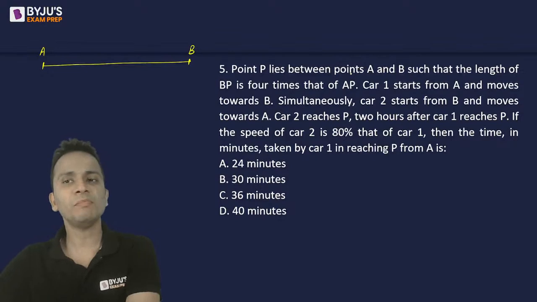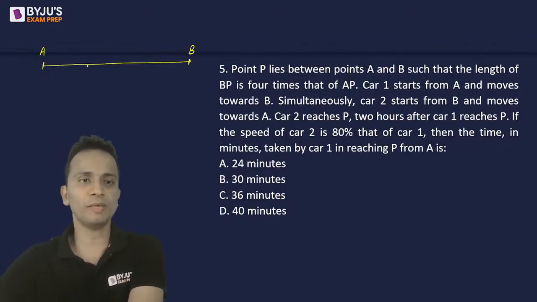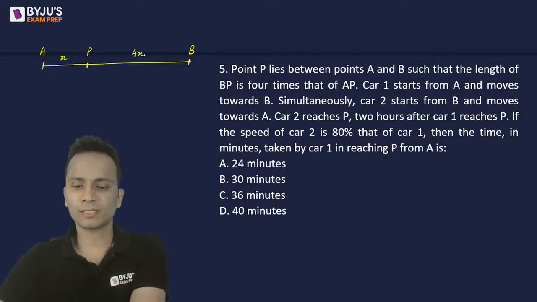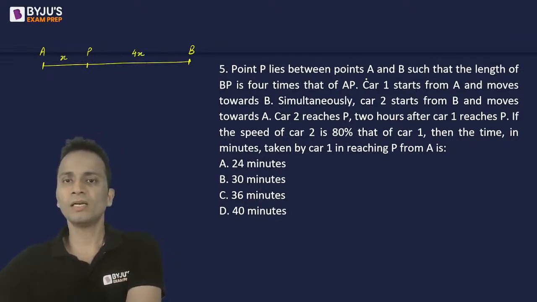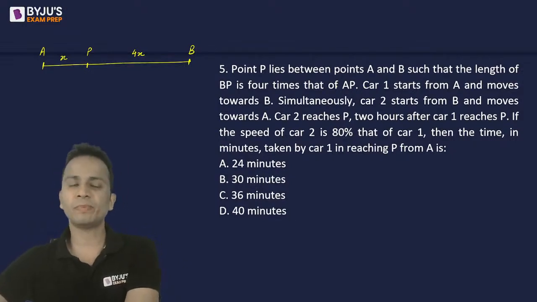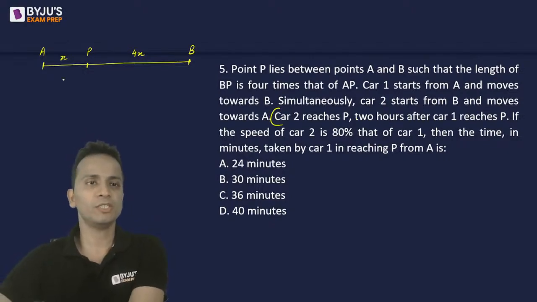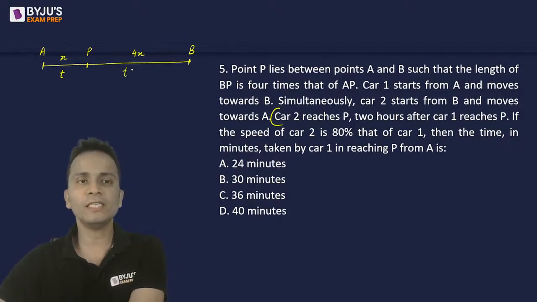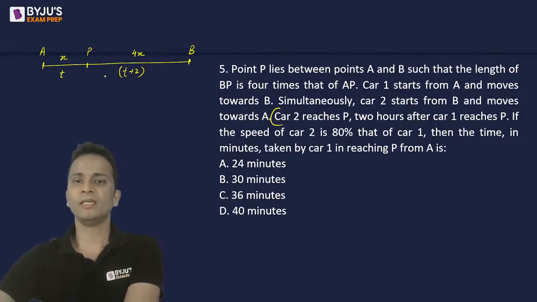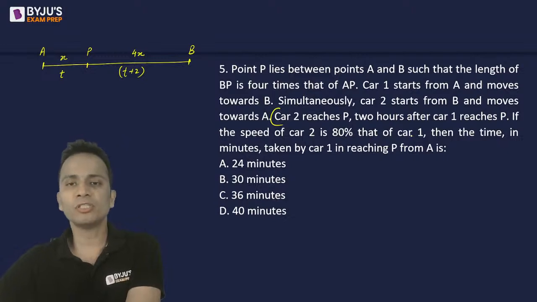The point P lies between A and B such that length of BP is 4 times that of AP. So P will be somewhere near to A. So if this length is X, this length will be 4X. Car 1 and 2 started from A and B respectively towards the opposite points. Car 2 reaches P 2 hours after car 1 reaches P. So let's say car 1 has taken T hours, so car 2 will take T plus 2 hours to reach point P.